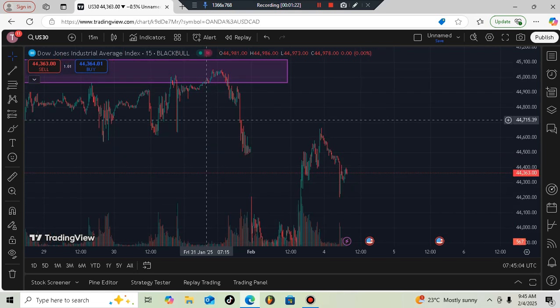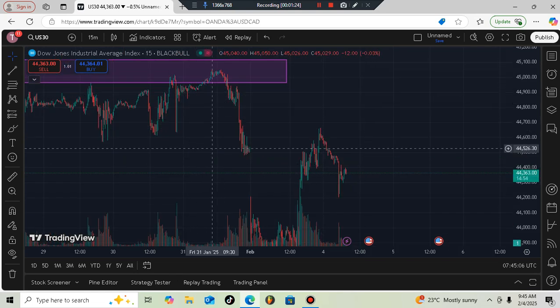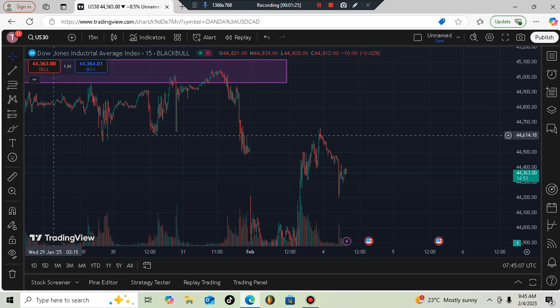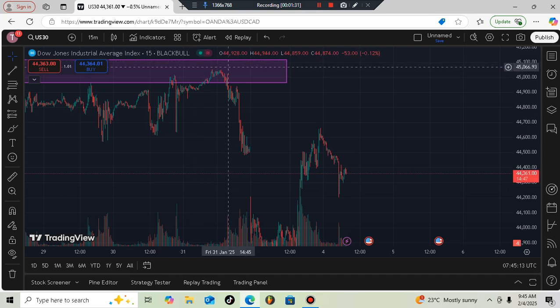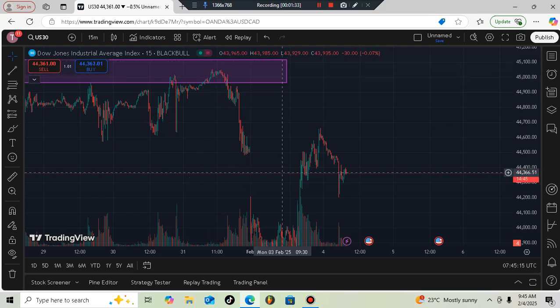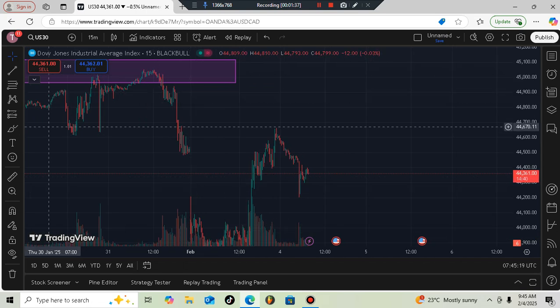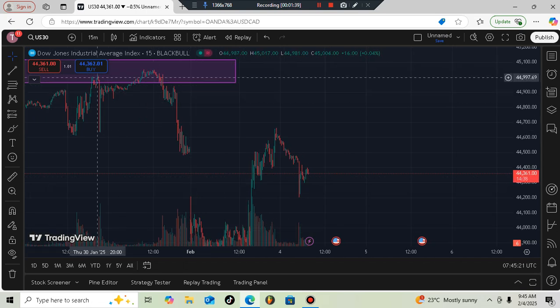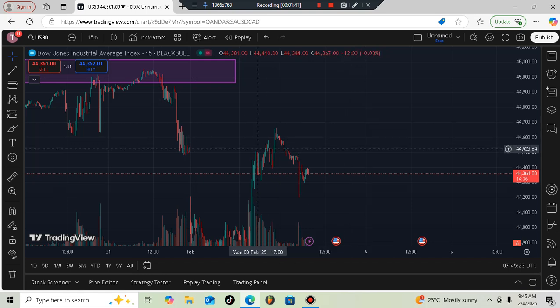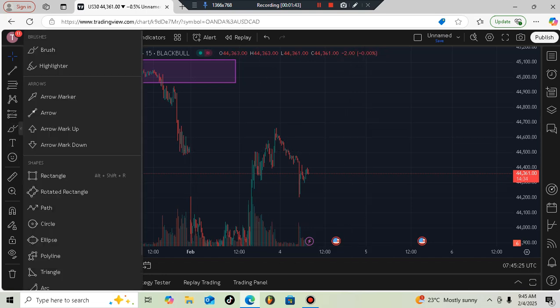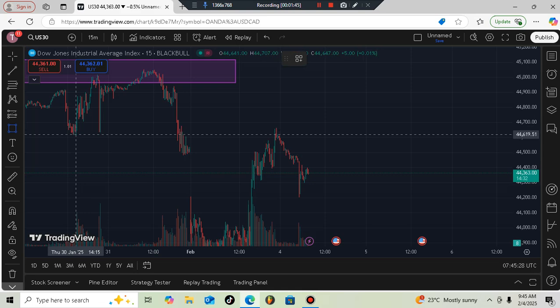Right now we're at the US 30, so let us begin. Right away on the US 30, you see we have highlighted that area right there on top, highlighting it as a peak formation high. That's the anchor that's driving price down, and we've already identified on the higher time frame where we are currently looking at price to go to.